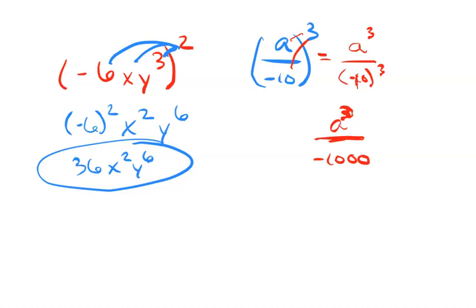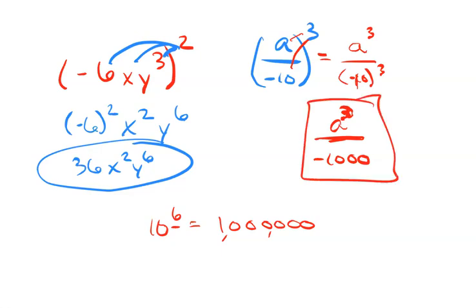If I had 10 to the sixth, well, that's going to be 6 zeros, and I'd be looking at 1,000,000. Whatever that exponent is, that's how many zeros you're going to have. And that only works if you have a base of 10. I just wanted to point that out. So our answer for that one, a to the third over negative 1,000. Again, be careful of that negative. Put that negative in parentheses so that we're doing it correctly.